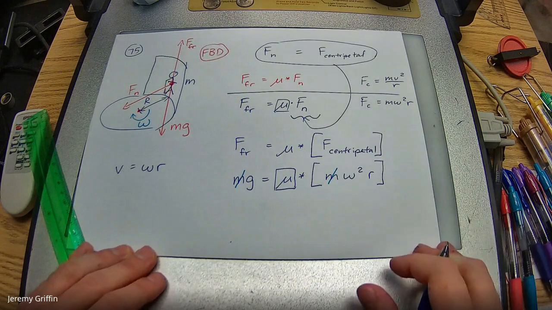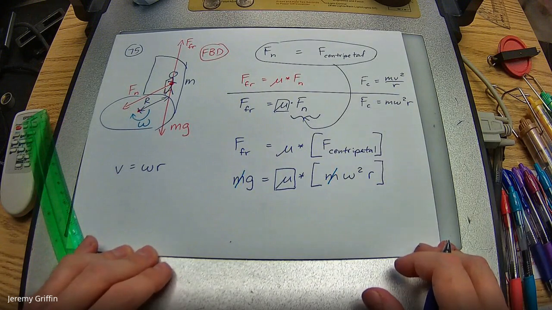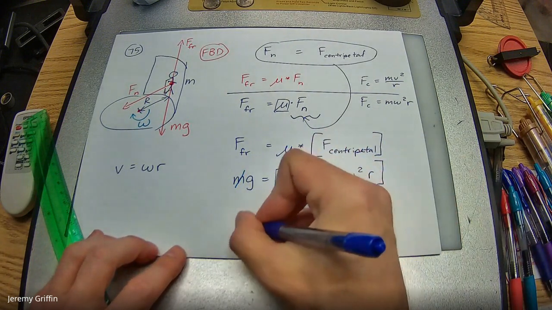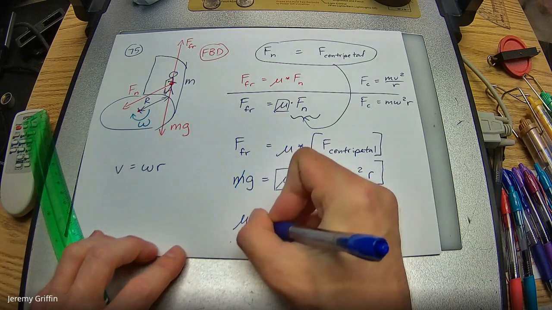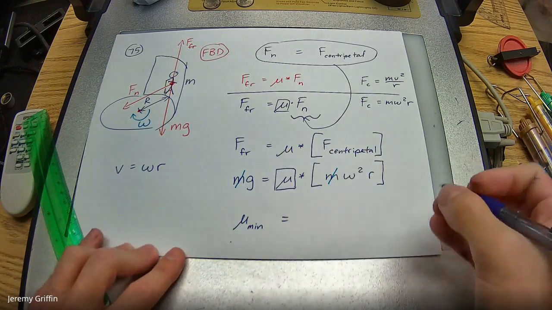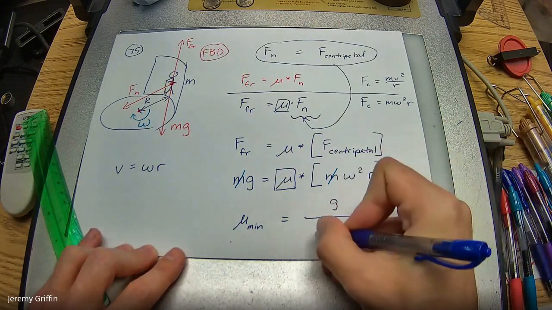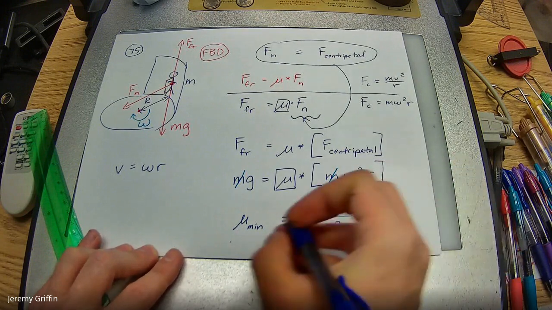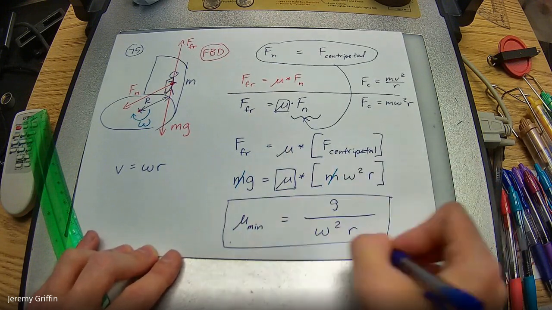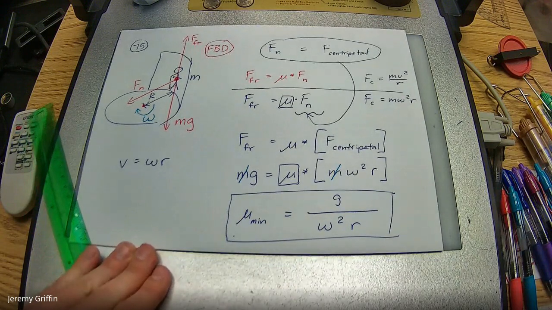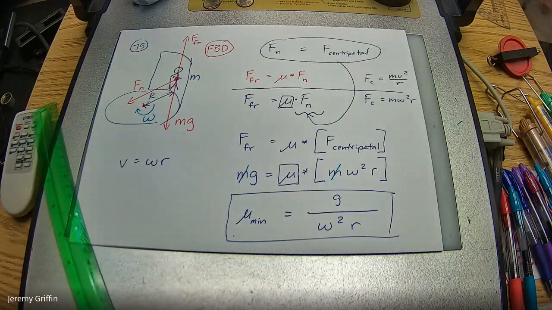And actually, we're just one step away from getting that. You guys see what that is? So the minimum coefficient of friction is just g divided by omega squared r. Yeah, that's the answer in terms of variables. So that's a little messy, but well, your book gave you numbers, so you can just plug in the numbers. Yeah. You guys good?